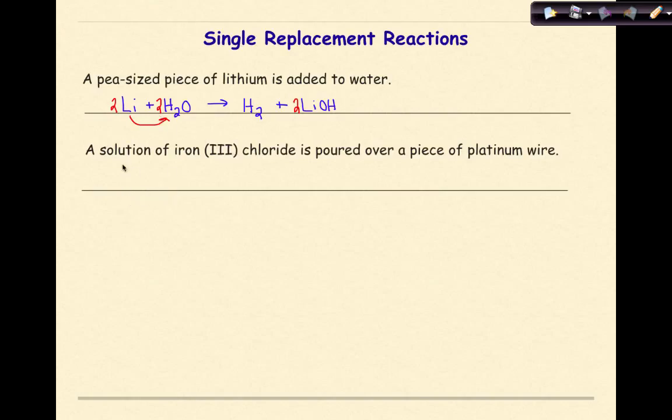Last one. A solution of iron 3 chloride is poured over a piece of platinum wire. One of our reactants is going to be iron 3 chloride, so iron is Fe plus 3. The chloride is Cl minus 1, so when we cross these down, one of our reactants is going to be FeCl3, poured over a piece of platinum wire. So plus, and then platinum is represented as Pt, and then an arrow. Pt is not as active as iron is. Platinum is pretty low on the activity series, so as a result, no reaction occurs.